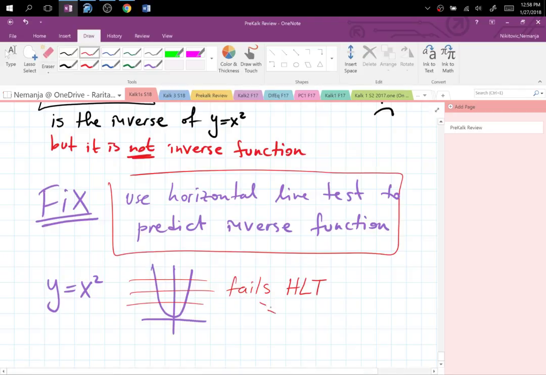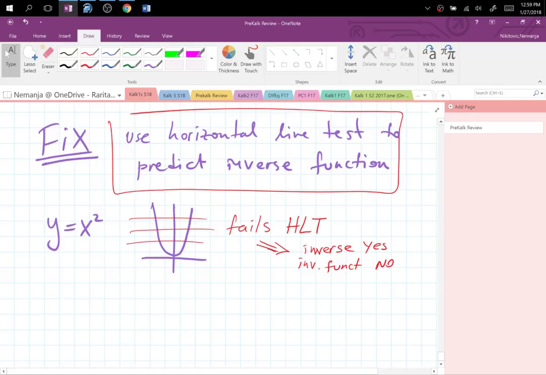Now that means inverse, yes. Inverse function, no. So do you have an inverse? You always have an inverse. Now, since it failed the horizontal line test, is it going to be a function? Nope, it's not going to be a function. So how do we fix it? We can fix this. I put fix in quotation marks, by restricting the domain.